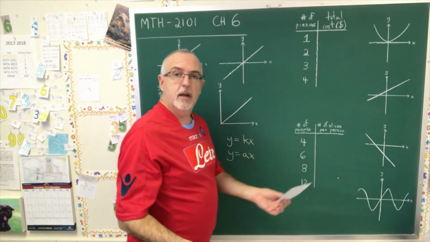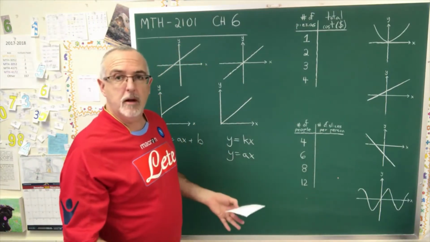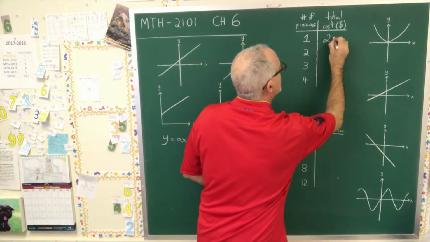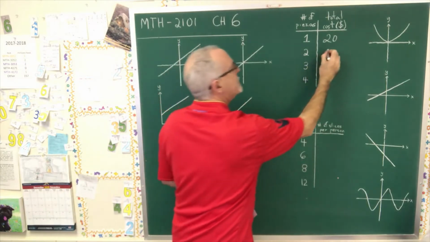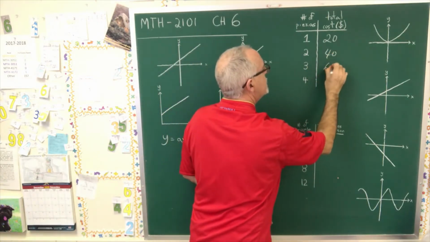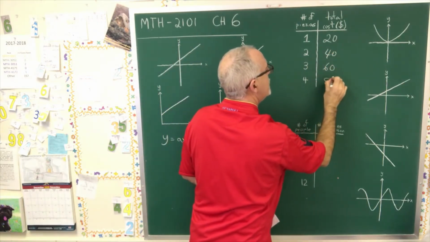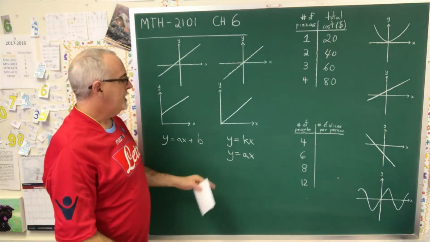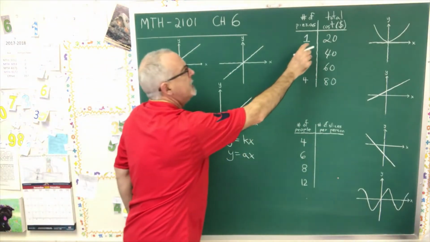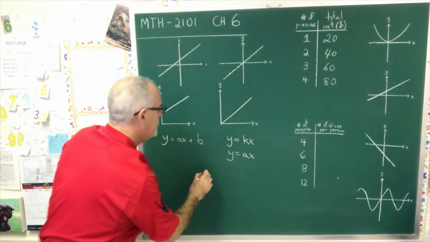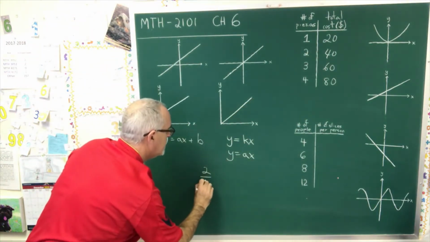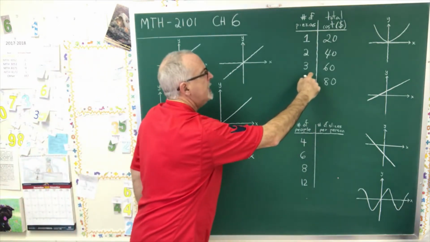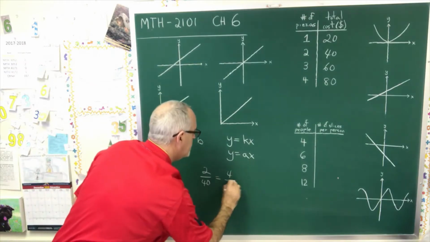If I know, for instance, that the pizza always costs $20 per pizza of the size that I'm going to order, then 1 gives us 20, 2 pizzas will cost $40, 3 pizzas cost $60, 4 pizzas cost $80. Okay, let's use cross multiplication to verify this proportionality. Let's say we'll use 2 and 40. 2 pizzas will cost $40. But is that equal to, say, 4 pizzas costing $80?